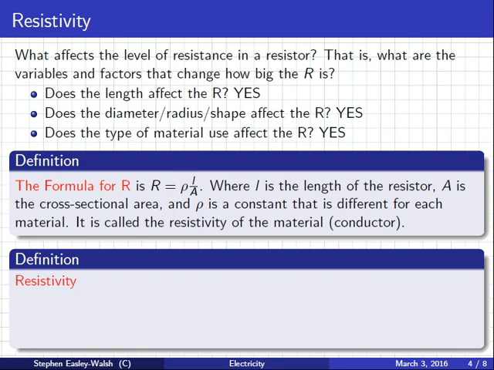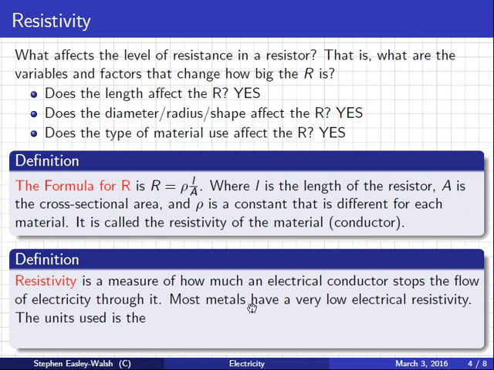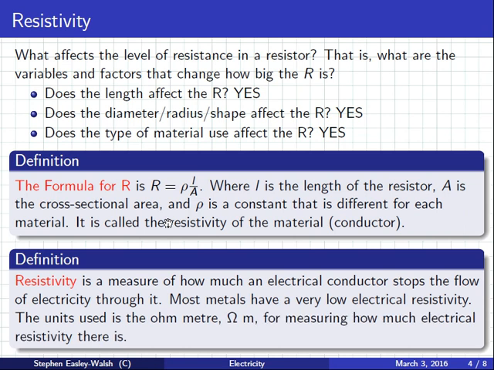Continue? Yeah. Okay. So, what exactly is this constant? So this resistivity, it measures how much an electrical conductor stops the flow of electricity through it. Most metals have a low value, and the units used are, so you could actually work out the units here if you rearrange this, but we'll just go straight to the answer. The units are the ohm meter, and it's for measuring how much electrical resistivity there is here.